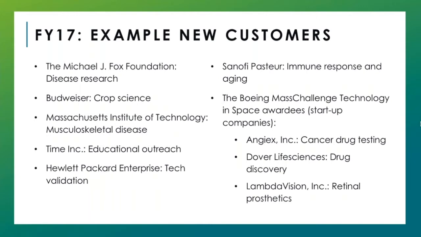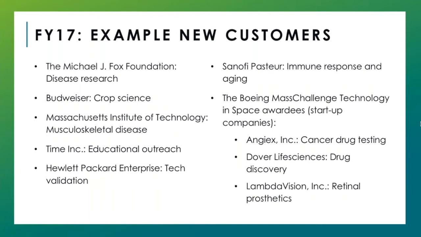You see the Boeing Mass Challenge projects. So we don't just work with big Fortune 500 organizations. We have a lot of small companies coming in through these accelerators or competitions. You see 3 examples there. And Dover Life Science, similar to Michael J. Fox, are looking at crystallizing proteins that are very difficult to do here on Earth. What Dover's focused on are obesity, rare conditions, and cancer. And as we know, Michael J. Fox is focused on the LRRK2 protein related to Parkinson's disease.